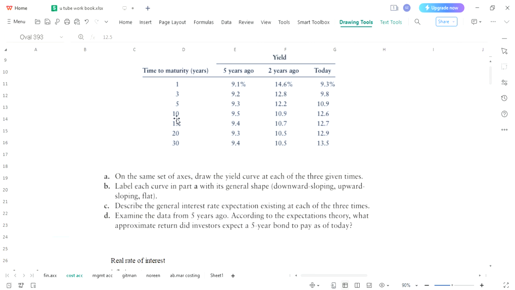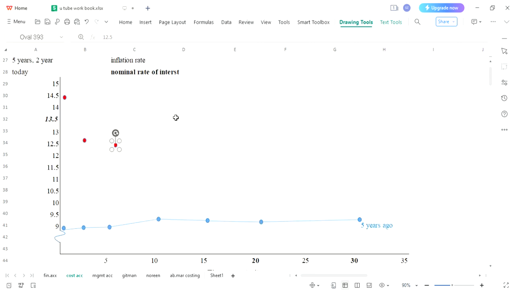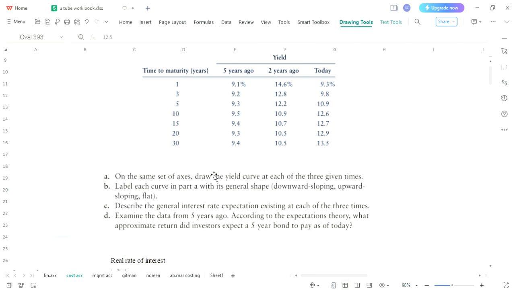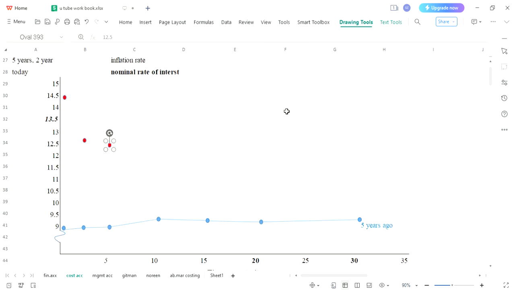For 5 years, this row on the x-axis is showing exactly 5 years. For 5 years we have interest as 12.2. 12.2 would be just lower than 12.5 but above 12.12.